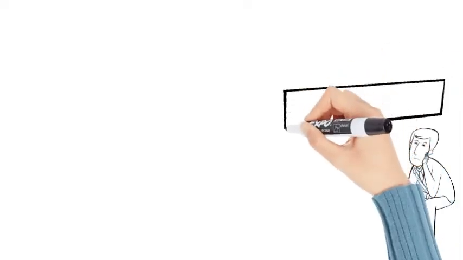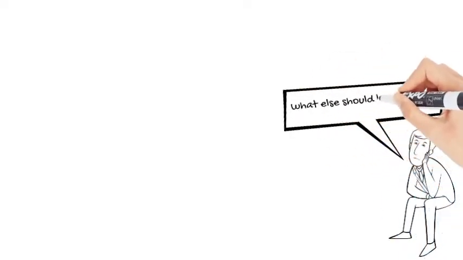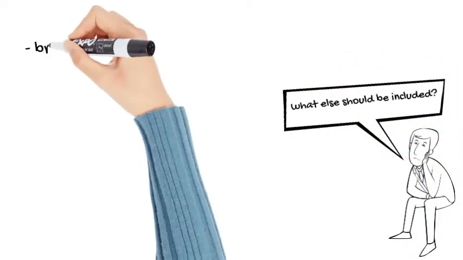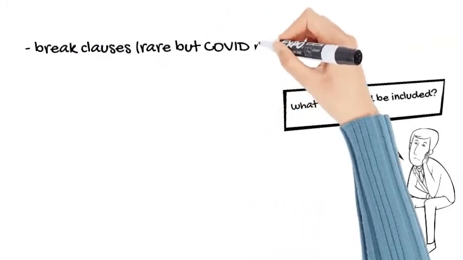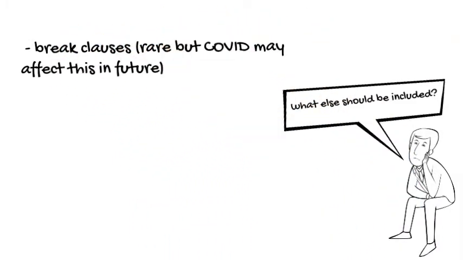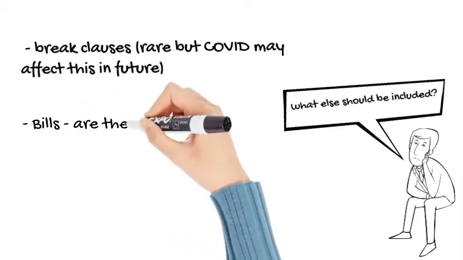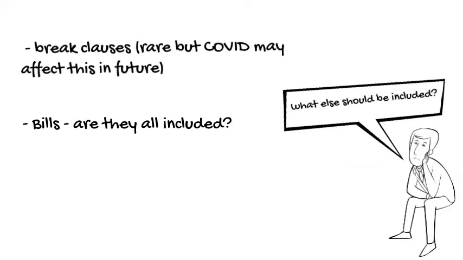Next, you should look at some more specific clauses in your contract. Are there any break clauses in your contract? Break clauses allow you to end the contract and so the tenancy earlier than the agreed fixed period. You should also check if utility bills are included. If they are, what is covered? For example, it may cover gas and electrics, but does it also cover broadband and a TV license? Also, is there a cap on how much utility usage is covered?